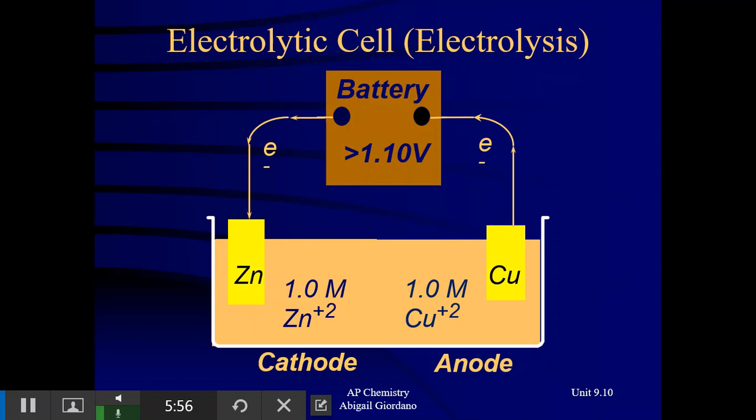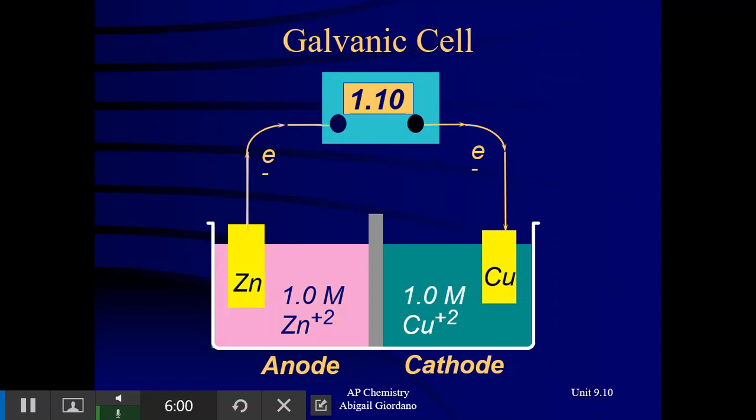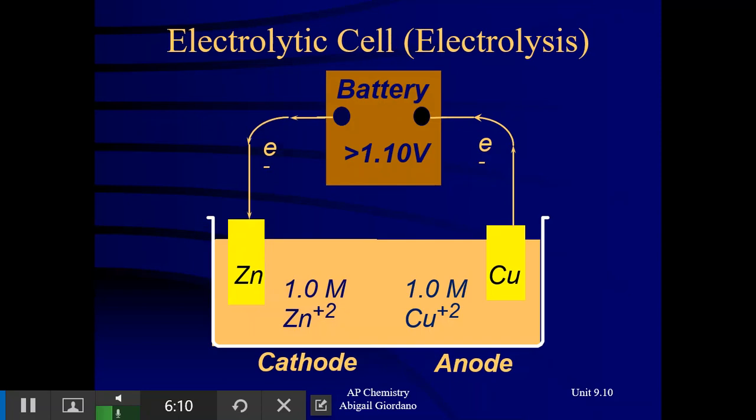Okay, so along the same lines, this one was a little bit more subtle. Look at the arrows for the direction that the electrons are flowing. In the galvanic cell, they're flowing from the zinc half cell to the copper half cell. In this one, they're flowing from the copper to the zinc. So the direction of flow of electrons is changed.